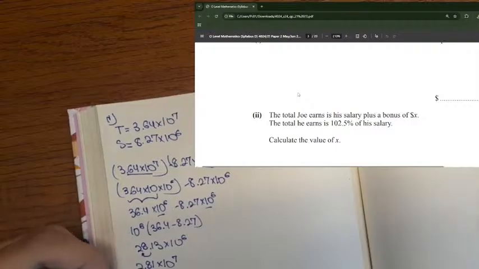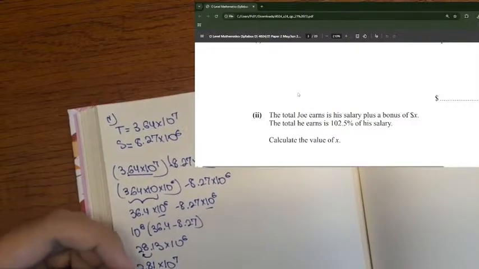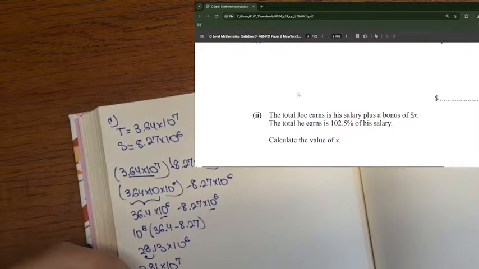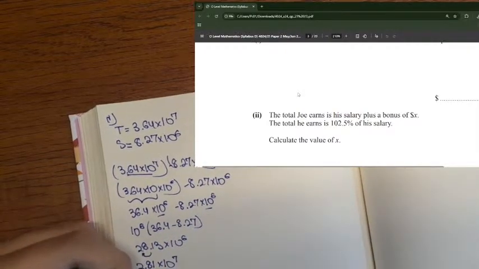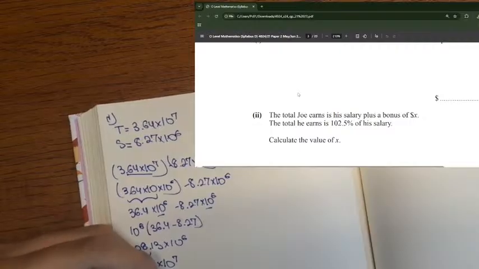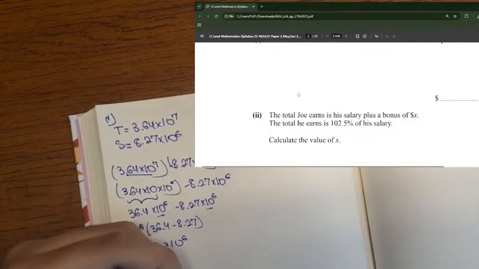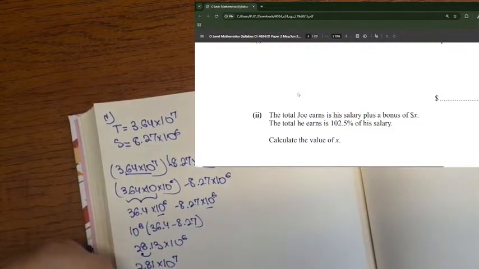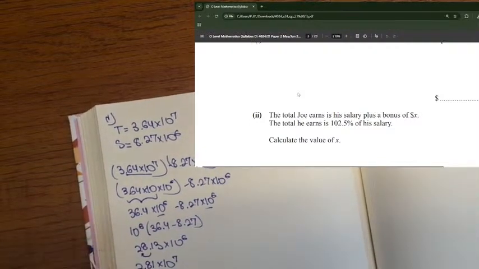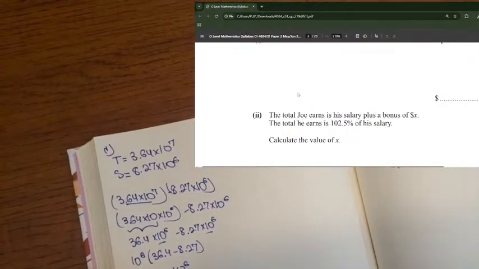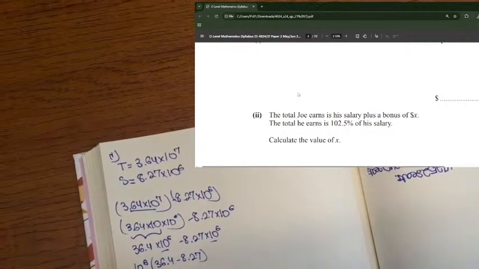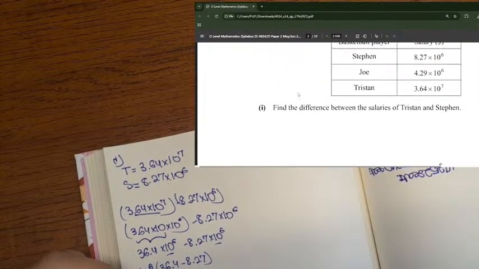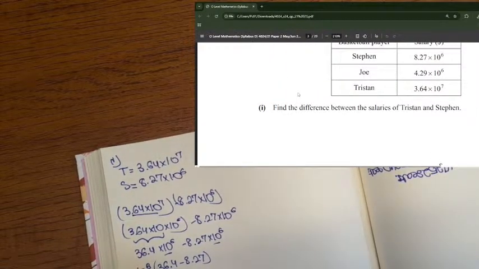The next question we are given is that the total Joe earns is a salary plus a bonus of X dollars. The total he earns is 102.5% of his salary. So first his total is equal to his salary plus bonus of X dollars. And they're also saying the total he earns is 102.5% of his salary. So total is equal to 102.5 upon 100 multiplied by his salary. And what is his salary? Well, we can see that from the table. Joe's salary is 4.29 times 10 to the power 6.